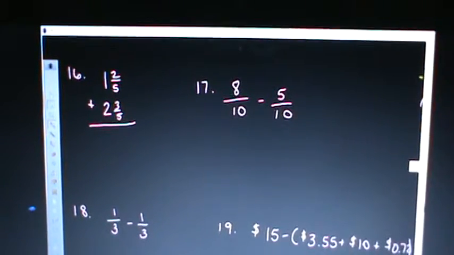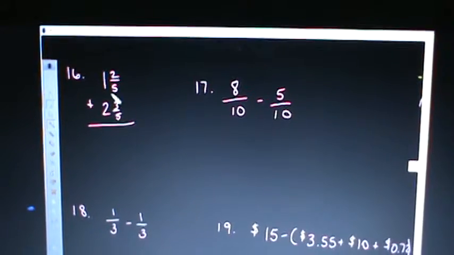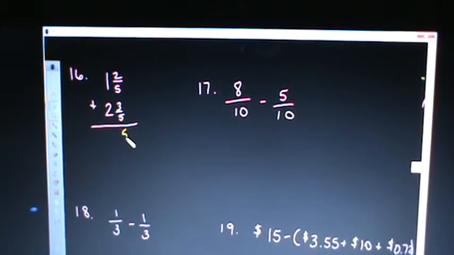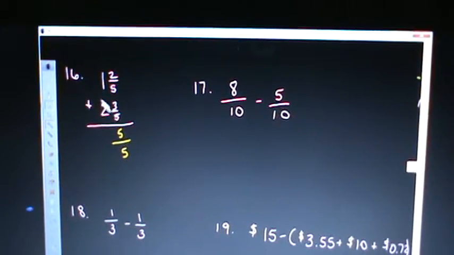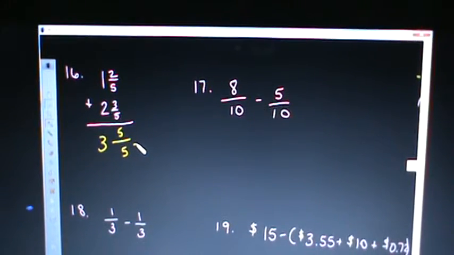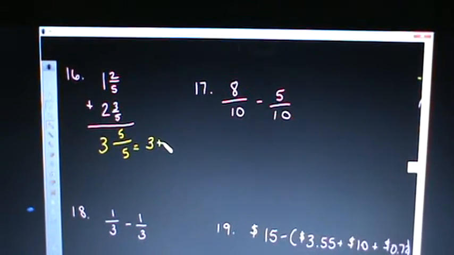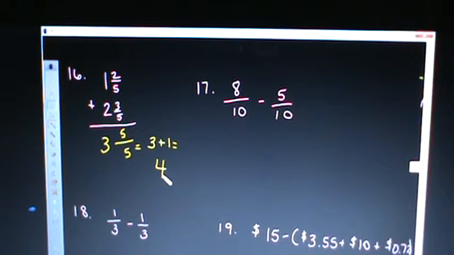Okay, 16. 1 and 2/5 plus 2 and 3/5. I'm adding 2 plus 3 is 5. My denominator is 5. 2 plus 1 is 3. Now, my 5/5 equals 1. So I'm going to take that 3 and I'm going to add 1 to it, which is 4. So my answer is 4.